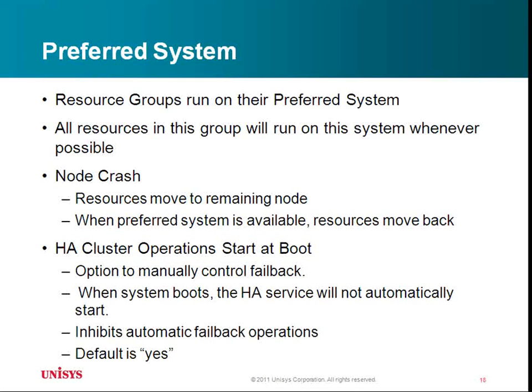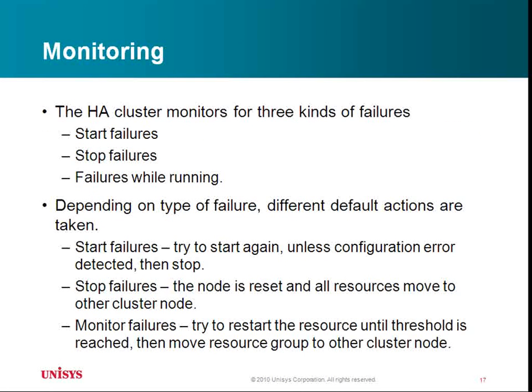When the system boots, the HA services will not automatically start, and then the resources will not automatically fail back to their preferred system. Another way to prevent the failback is to change the preferred system. So if there's a problem with one of the nodes and all the resources move to the remaining node, you can edit the resource group preferred system to stick that set of resources to the node it's running on. If you do this, once the other node comes back up, the resources and their group of resources will not move then.